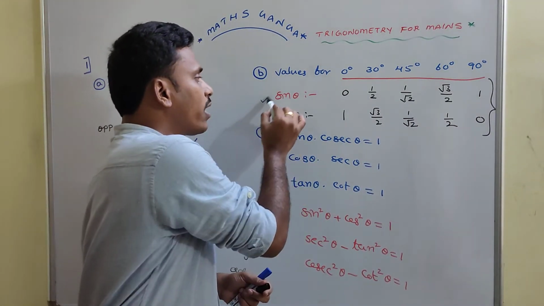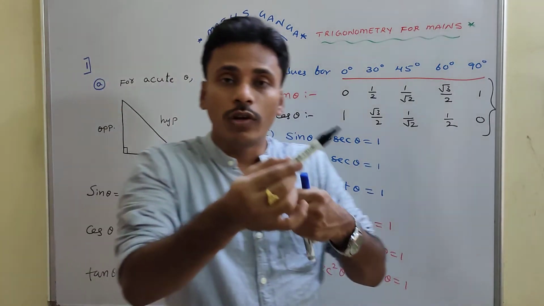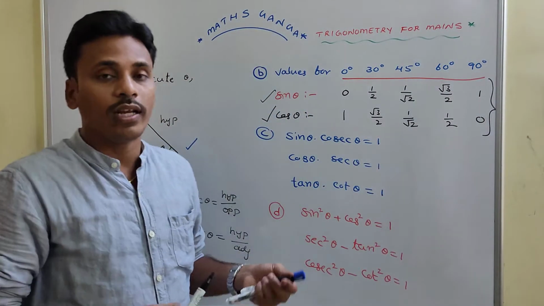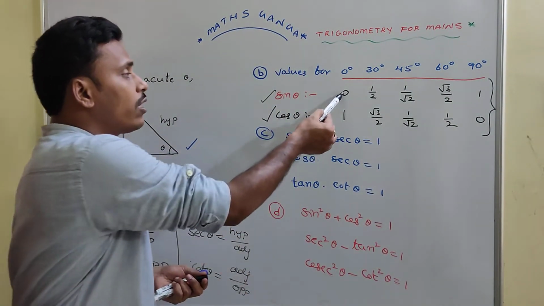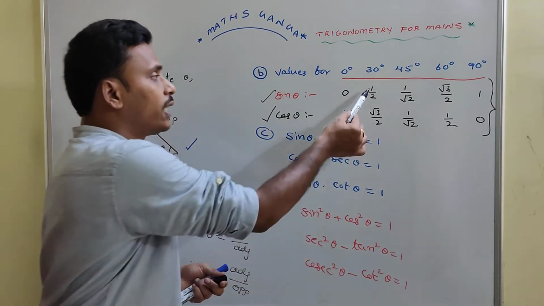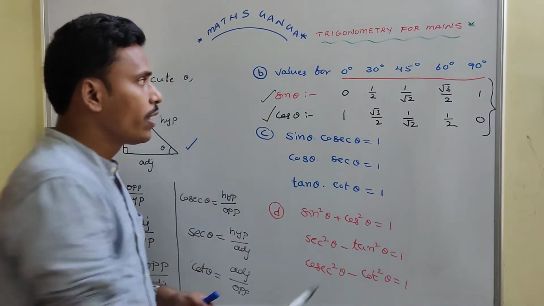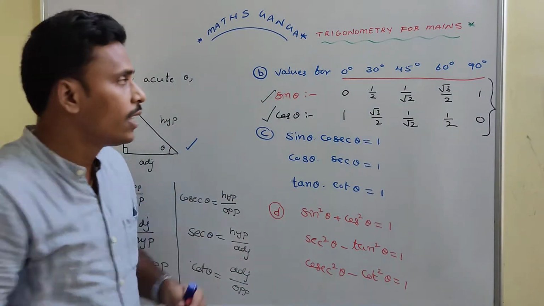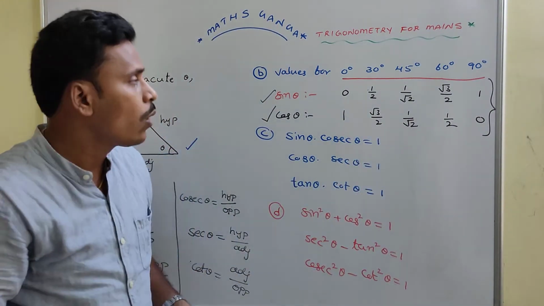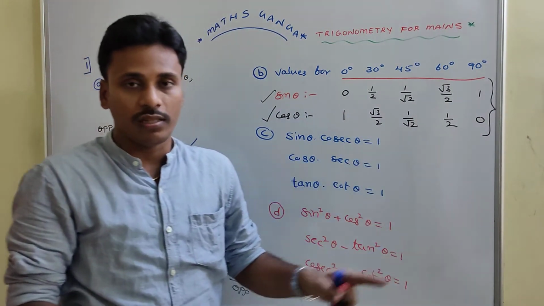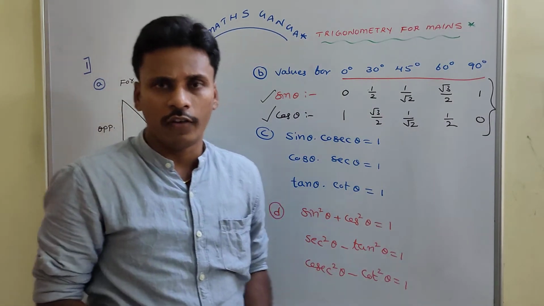After having sin theta and cos theta, if you divide sin by cos, then automatically you will get the values for tan. So tan 0 degrees is 0 by 1, 0. Tan 30 is this ratio 1 by root 3. Tan 45 is this ratio 1. Tan 60 is this ratio root 3. Whereas tan 90 is this ratio, which is nothing but infinite or undefined.